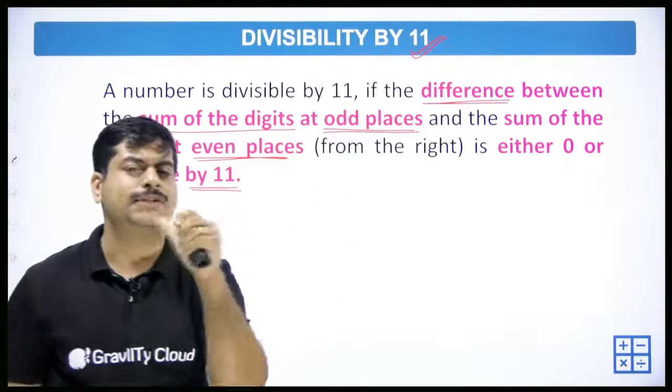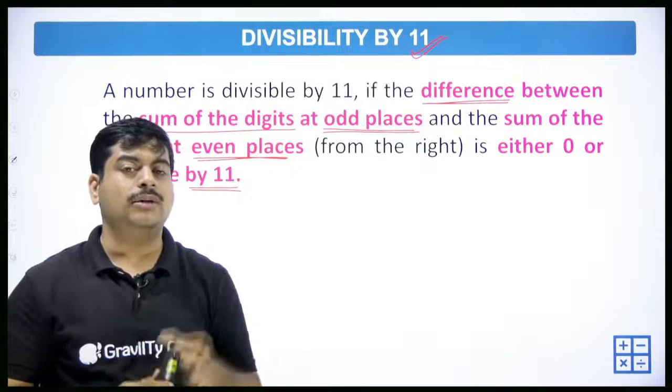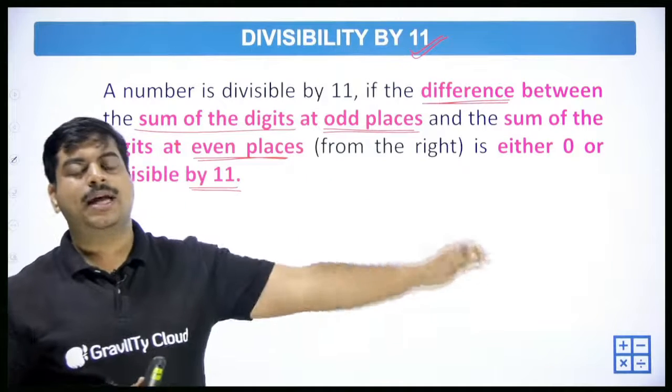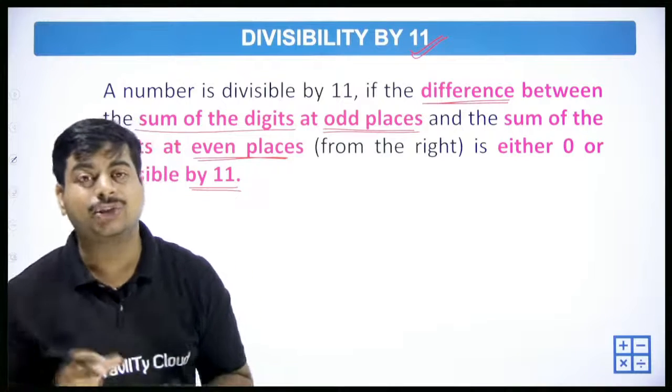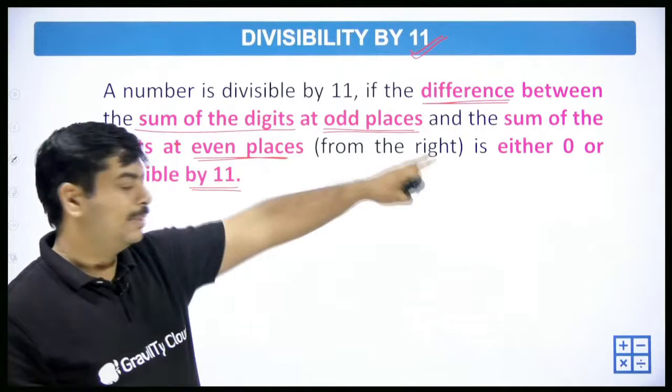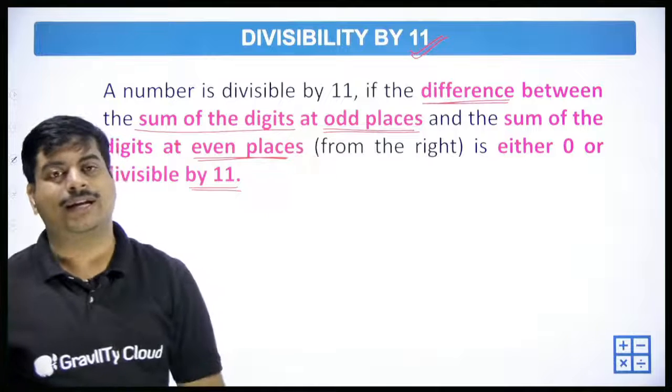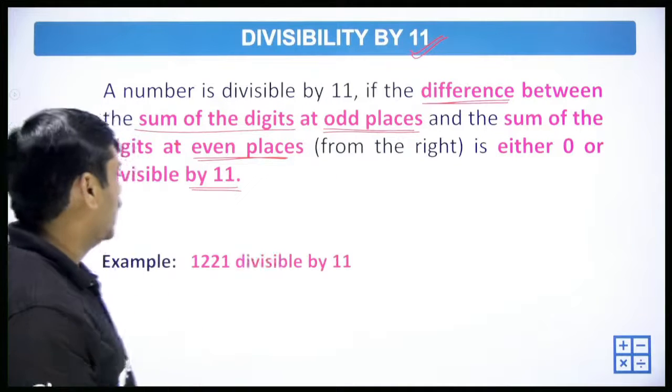Difference between two numbers. Which two numbers? The sum of all the digits in the even places and the sum of all the digits in the odd places. If you add these and then find the difference, it should be either 0 or a multiple of 11. So let's try to understand that.